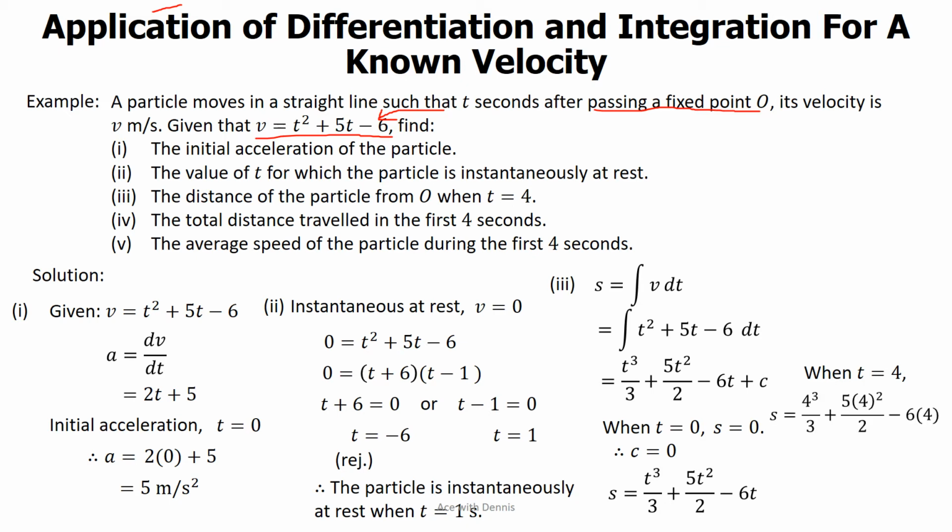When t equals 4, then the displacement will be 4 cubed over 3 plus 5 times 4 squared over 2 minus 6 times 4, which gives us 37 and 1/3 meters. So this is the displacement, or the distance of the particle from O when t equals 4.